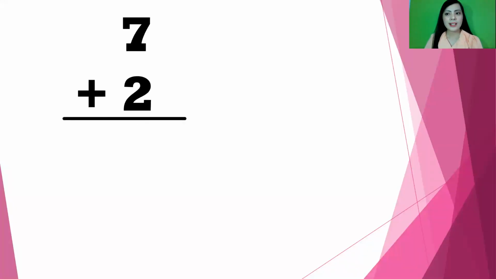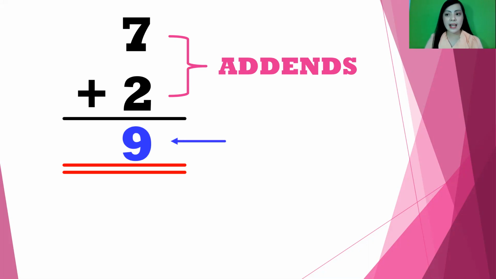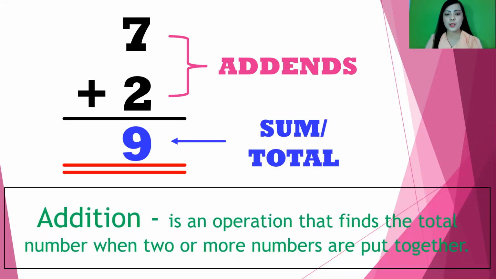Now let's have a very easy example. 7 plus 2 is equal to 9. Very easy. 7 and 2 are what we call addends. The numbers that are being added together are called addends. Could be two numbers added together, two or more. Then the 9, the answer, is what we call the sum or the total. Addition is an operation that finds the total number when two or more numbers are put together.